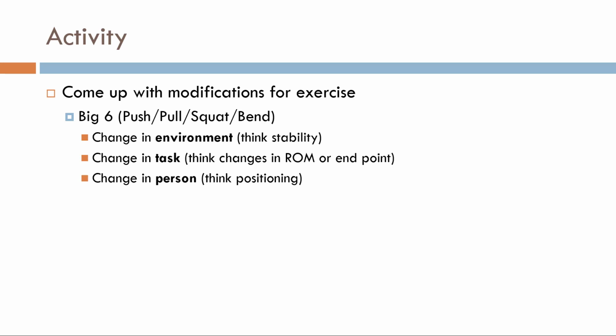So this is what we'll be doing in class in one of our labs, is that we'll come up with modifications for exercise. We'll take the big six, like the push, the pull, horizontal and vertical. We'll take the hip hinge and the squat, and we will modify the environment. We'll change the task, so like partial movements or some supported movements, or we'll change the person, and this is where we'll modify them in space or have them minimize the range of motion.